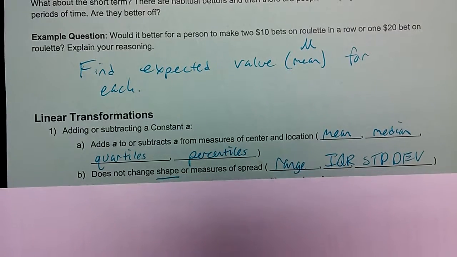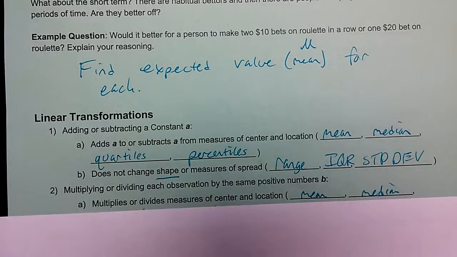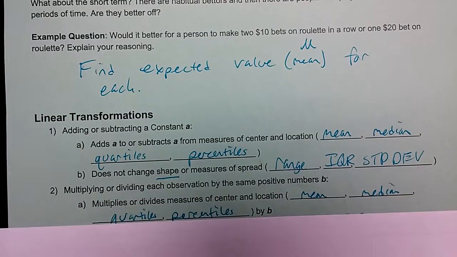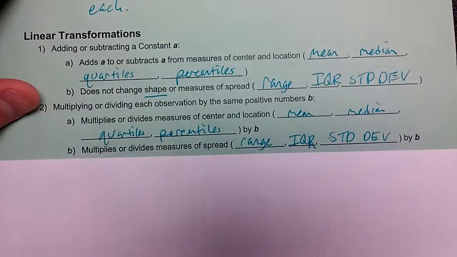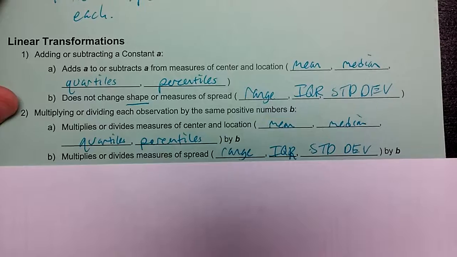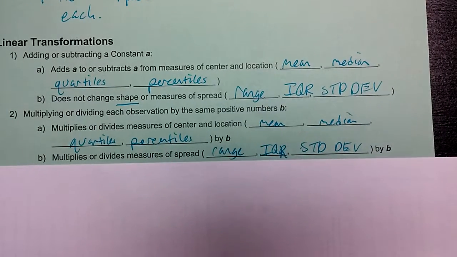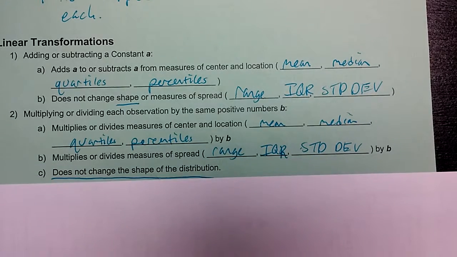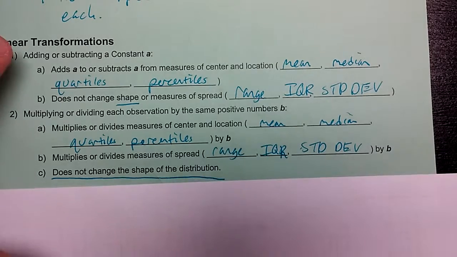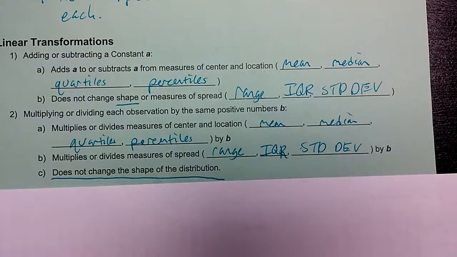Now, if you were to multiply or divide by a number b, mean, median, quartiles, percentiles still change. So the center will change if you multiply or divide. However, what's different about multiplying or dividing is that the measures of spread actually change too: range, IQR, and standard deviation. So everything gets changed when you multiply or divide except for the shape. When you multiply or divide or when you add or subtract, the shape does not change. So if you have a normal distribution to start off with and you multiply or add or both, the shape doesn't actually change. It's still a normal distribution.